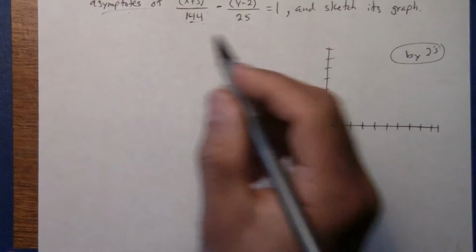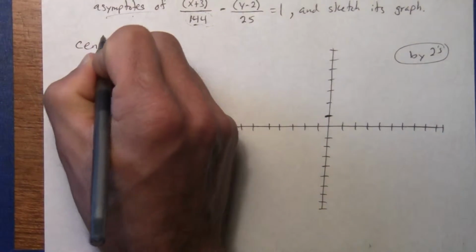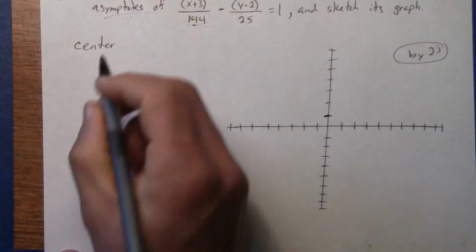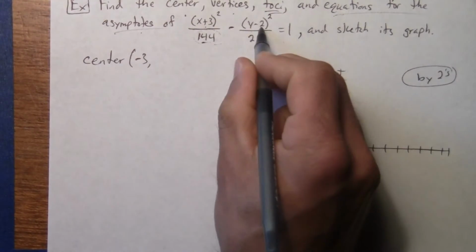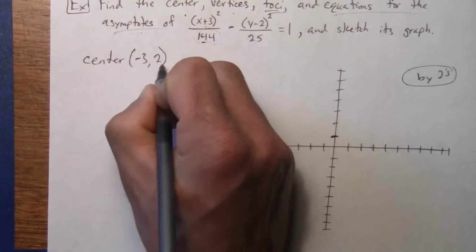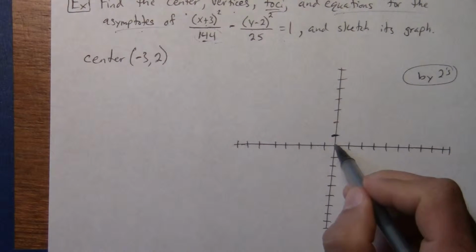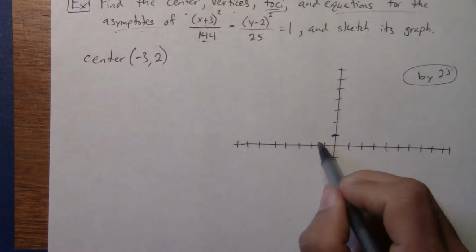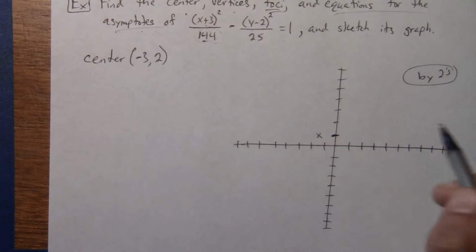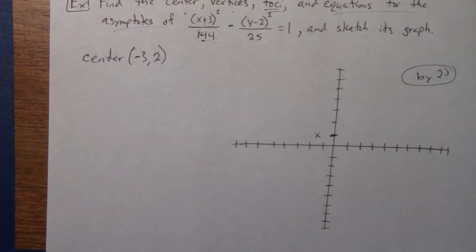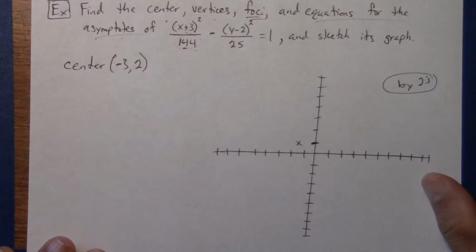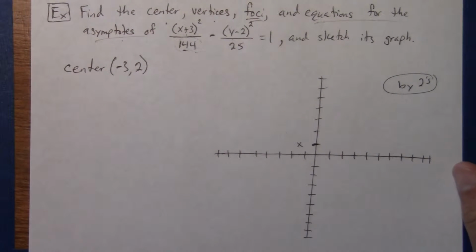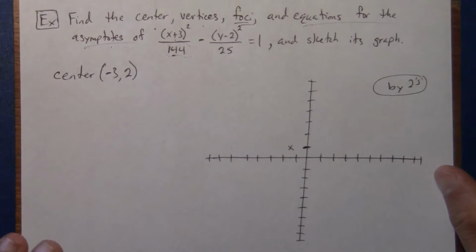Alright, to start with, my center is, and you don't have to list it out, I'm listing it out because eventually I'm going to have to find it anyway, and this is very quick and easy to find, is going to be -3 and then +2. So at -3, remember I'm going by 2's, so -3, +2 would be right here. Again, I put an X, you can put a dot, you can put really whatever you want. Alright, that's my center.